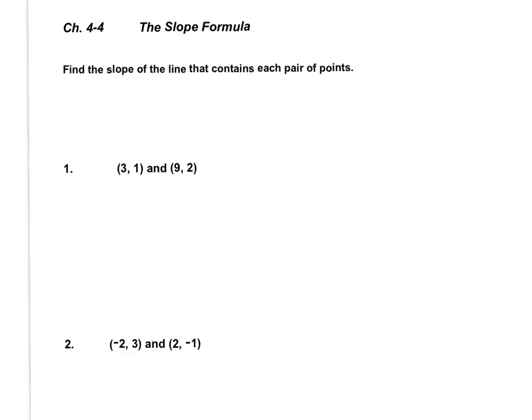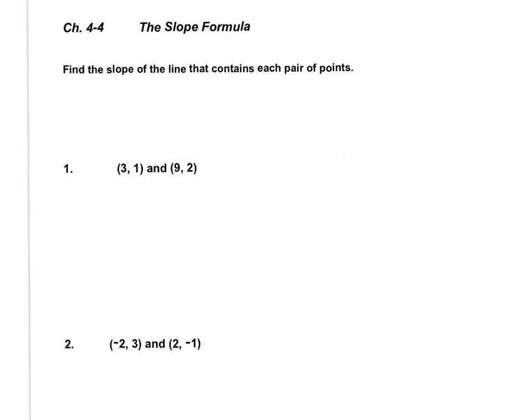Okay, in this next section, what we're going to do is talk about the slope of the line between 2 points. Now remember, you could actually sketch this. So if we're at 3, 1, that's going to be approximately here. 9, 2 would be here. So notice it's going to be a positive slope. Alright, so that just kind of gives you an idea of what the slope is going to look like.